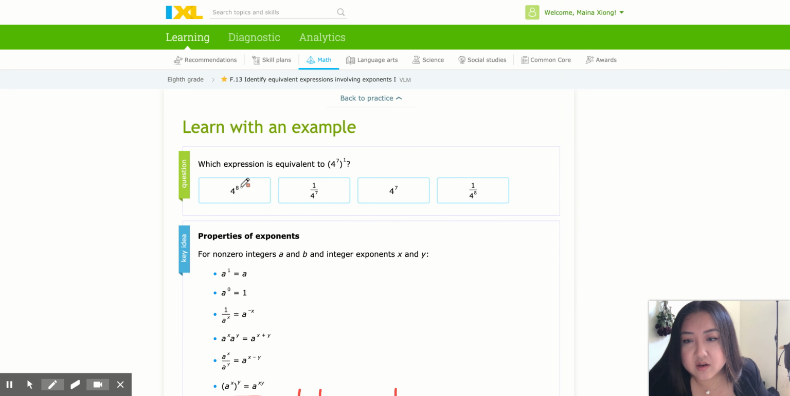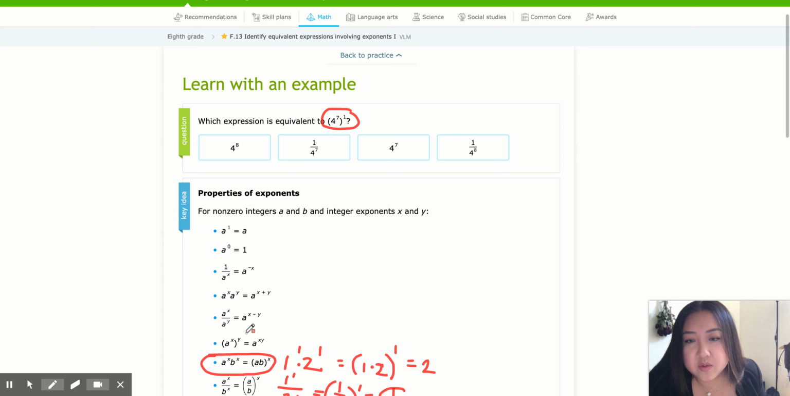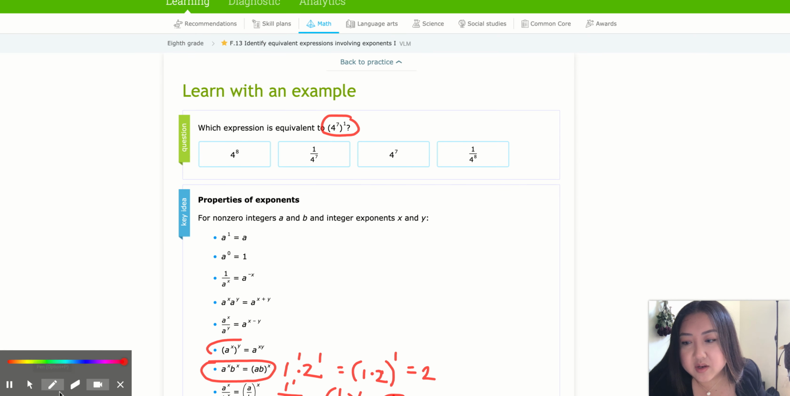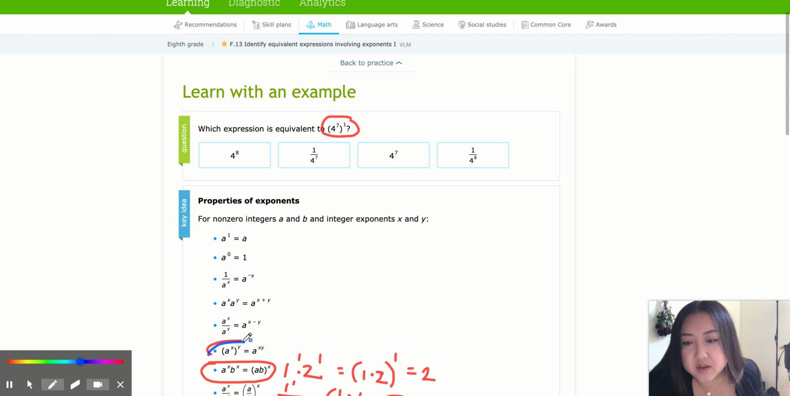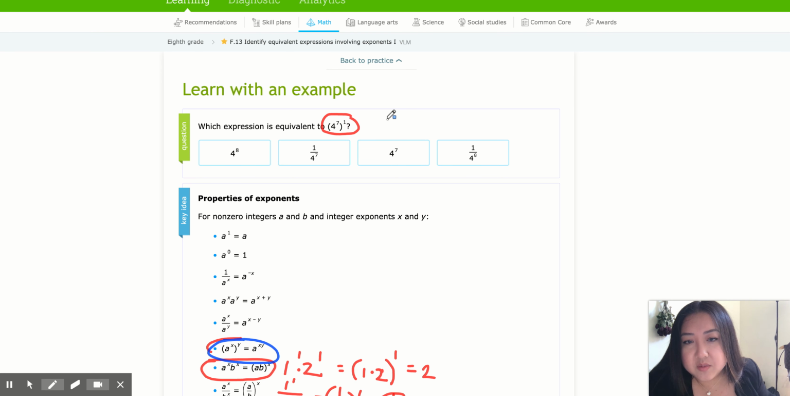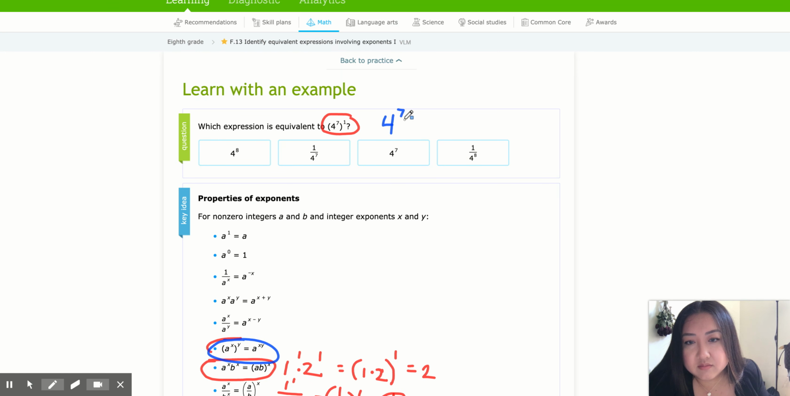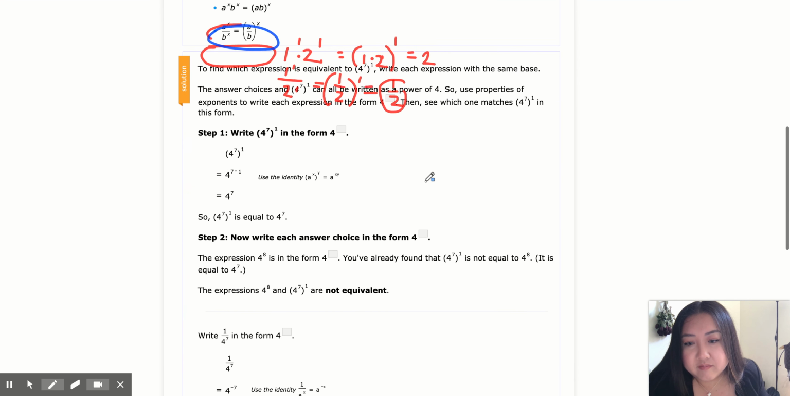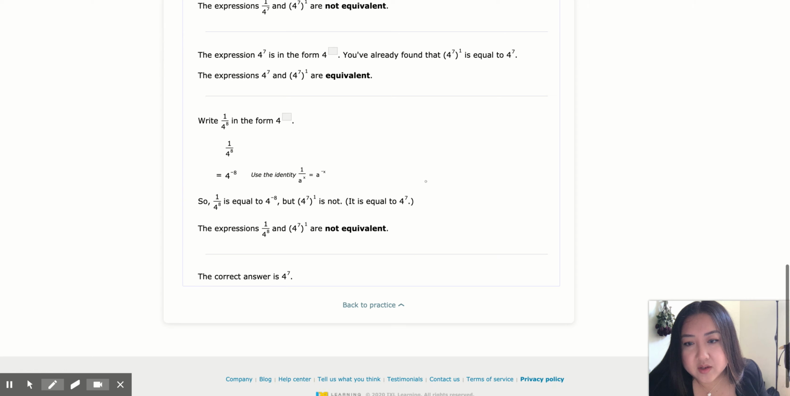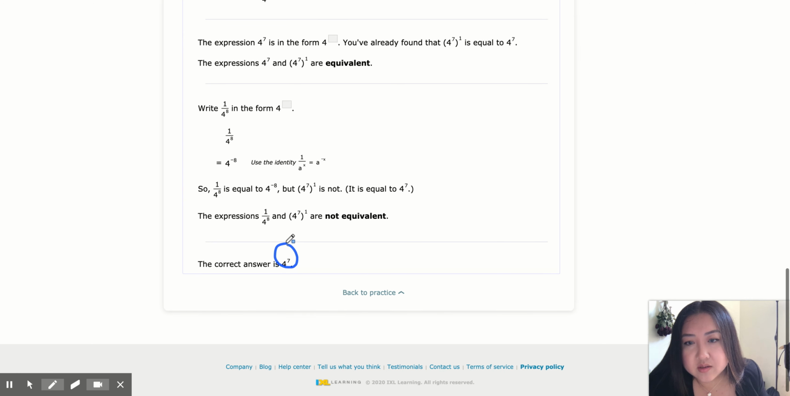For this situation here, we have 4 to the 7th power and then to the first power. So we're going to use this property right here. Let me use a different color. We're going to use this property. All right. So basically that turns into 4 and then to the power of 7 times 1. So what's 7 times 1? 7. All right. So the answer should be 4 to the 7th power. All right. And the answer is correct.